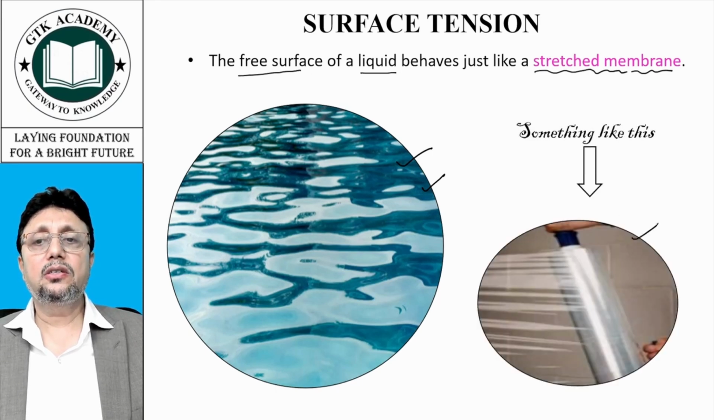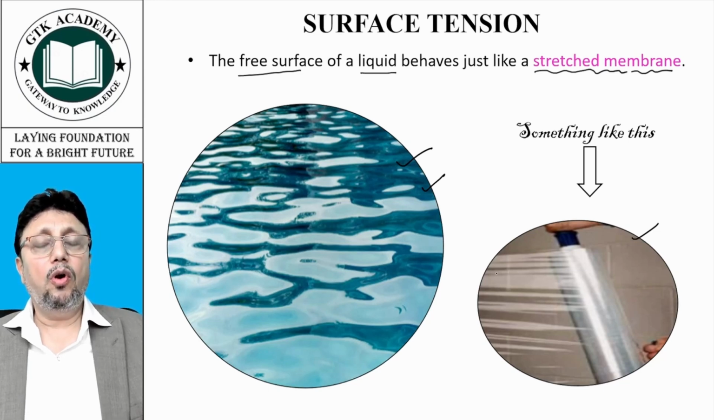Here you can see in this picture, one polythene film is being stretched. Consider it as a thin film or a membrane, something like that. So what we intend to say here is that this free surface of a liquid behaves as a stretched membrane. How is it possible? So let's learn about it.